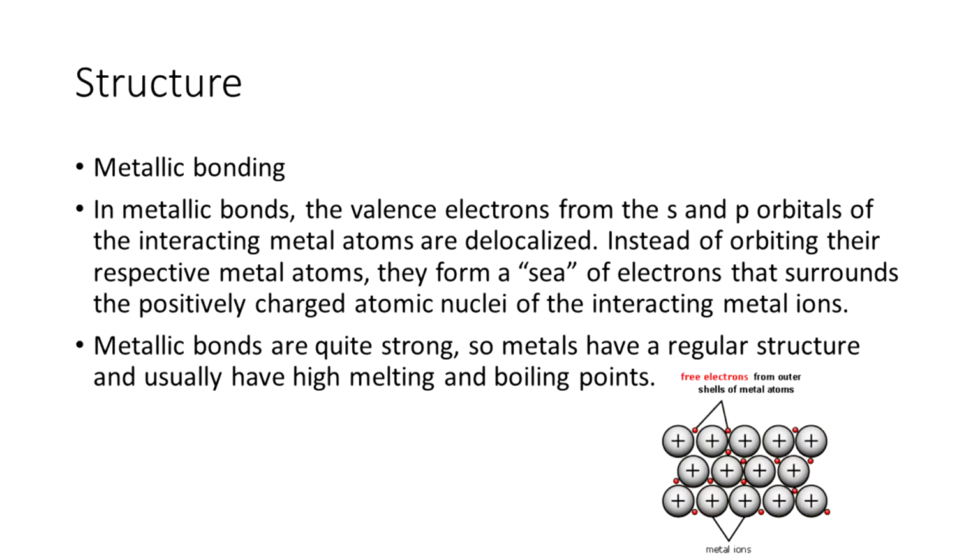Iron, being a type of metal, exhibits metallic bonding. In a metallic bond, the valence electrons from the s and p orbitals of the metals are delocalized. Instead, they form a sea of electrons around the positively charged metal cations, where they are shared. Usually metallic bonding is quite strong, so metals have a very regular structure and high melting and boiling points. They also have very high density because of this.